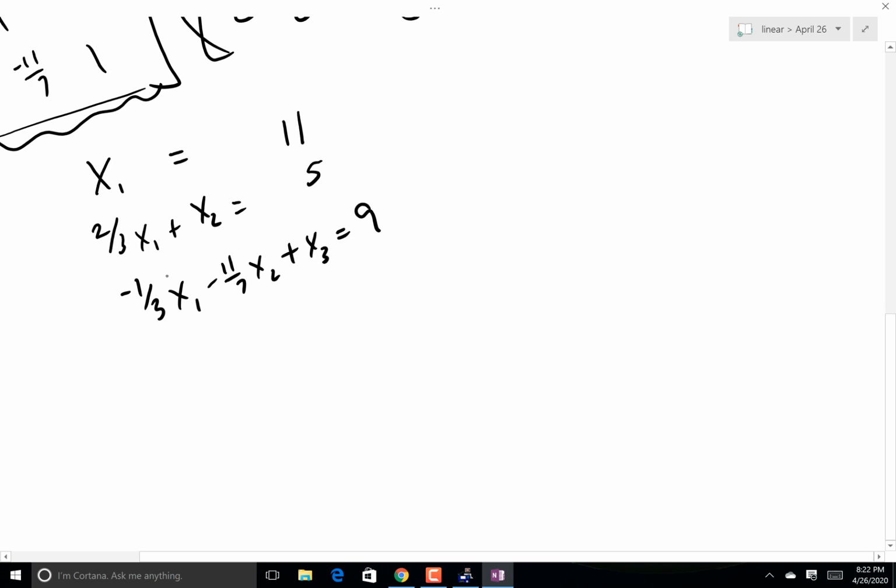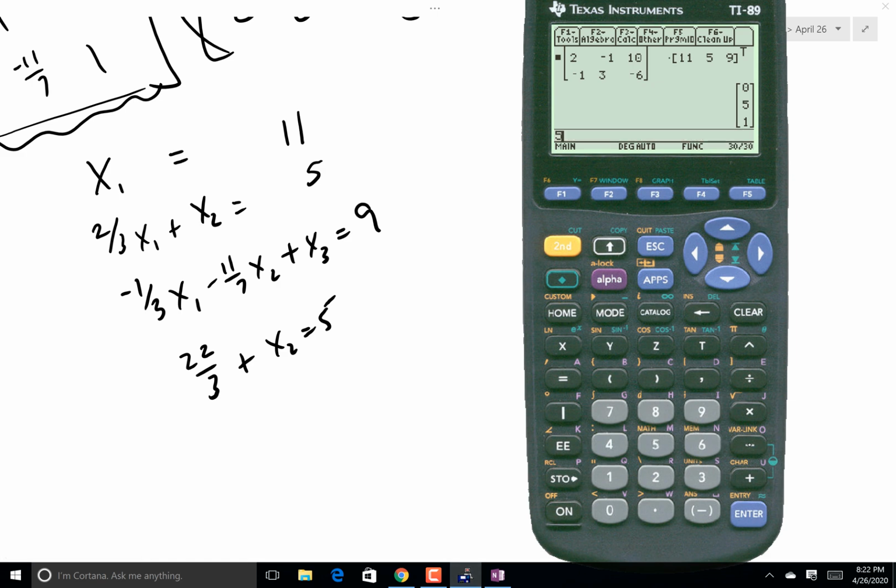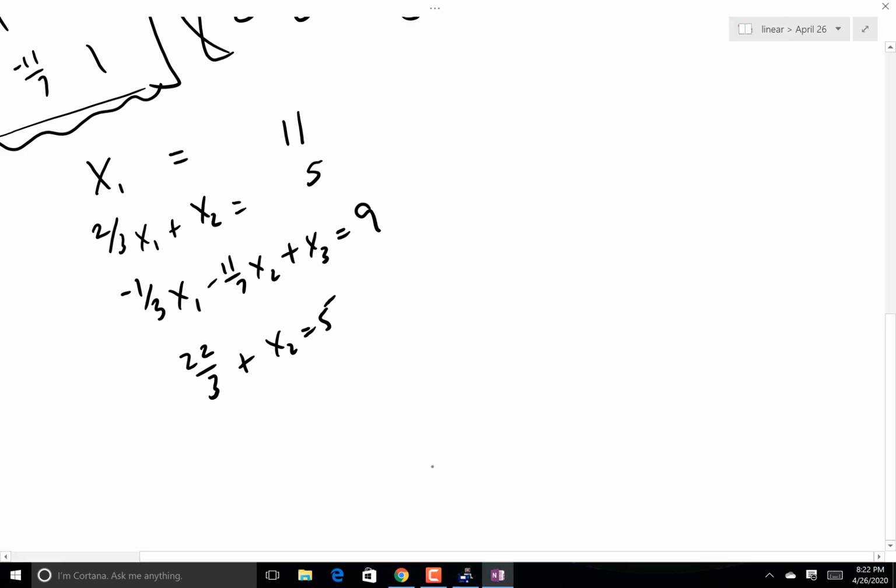So when you do this, you're going to get x1 equals 11. You plug that into here, you're going to get 22/3 plus x2 is equal to 5. So 5 minus, where did it go? Oh, 22/3. Negative 7/3. So x1 is 11, and x2 is equal to negative 7/3.